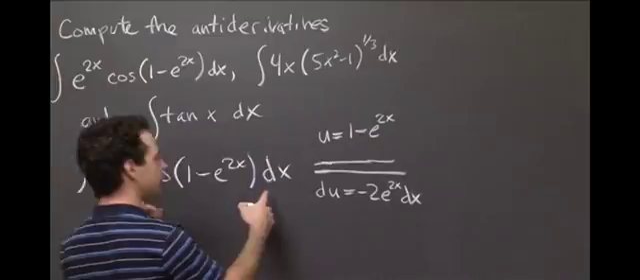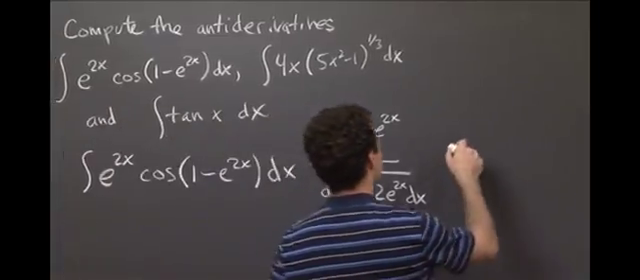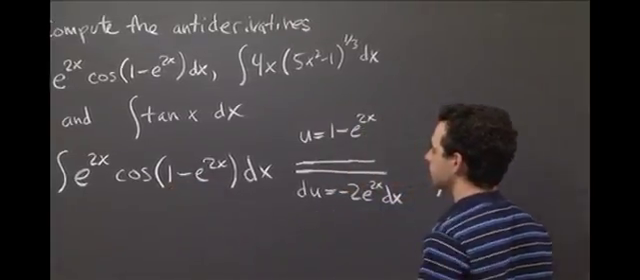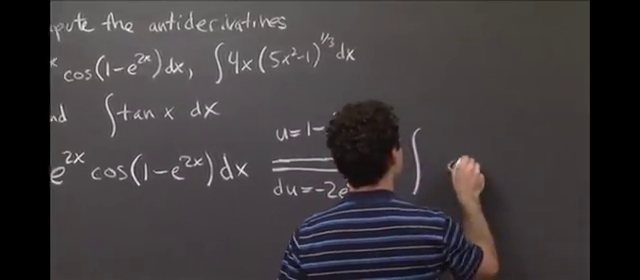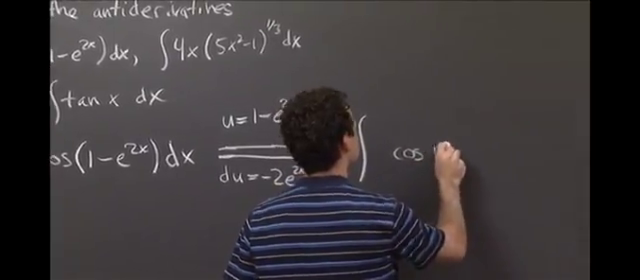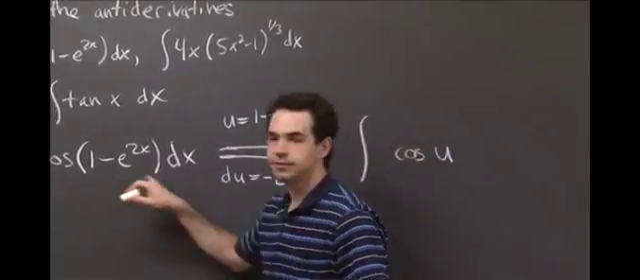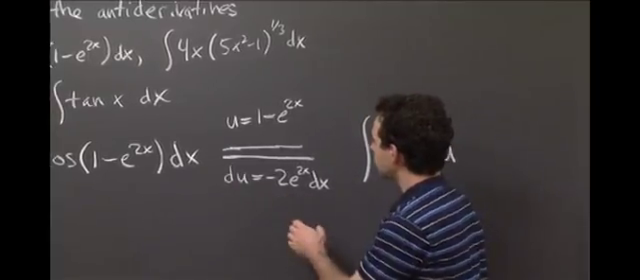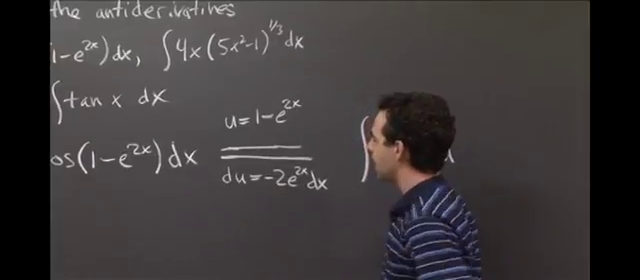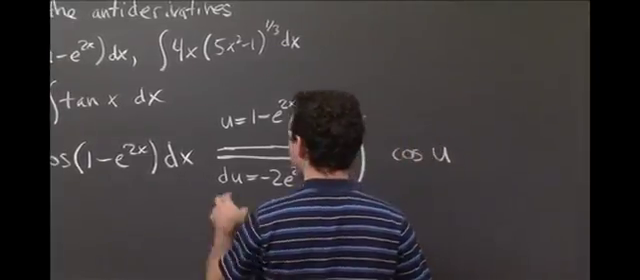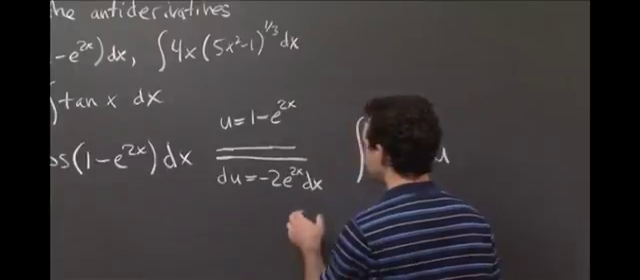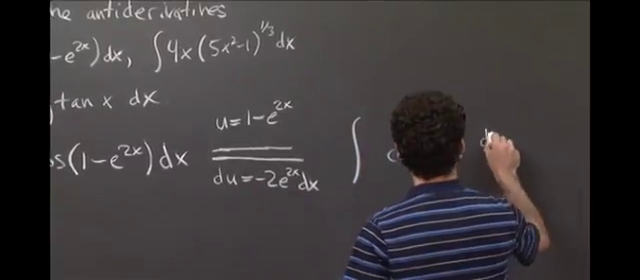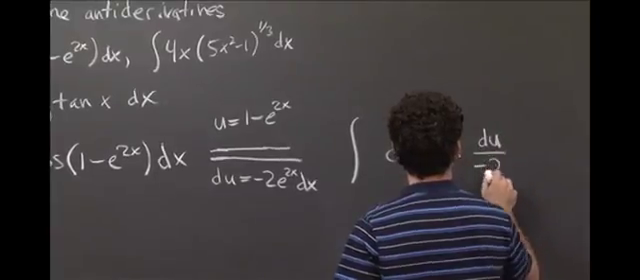And when I put my substitution into this integral, what do I get? Well, cosine of 1 minus e to the 2x just becomes cosine of u. Now, e to the 2x dx, that's very, very close to this du here. What's different is that here I have a minus 2. So actually, e to the 2x dx is du divided by minus 2. So this is cosine u times du divided by minus 2.